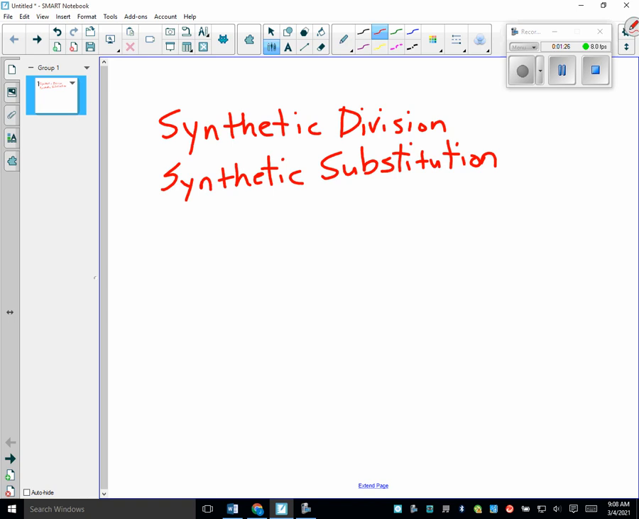So the problem is negative 5x to the 4th minus 3x squared minus 8x plus 4, divided by x plus 2. Now my divisor is x plus 2.